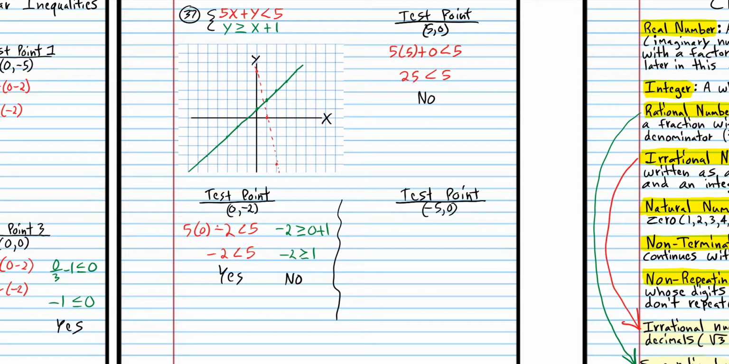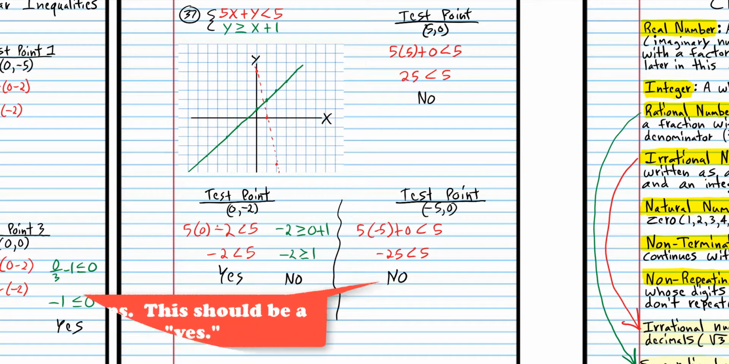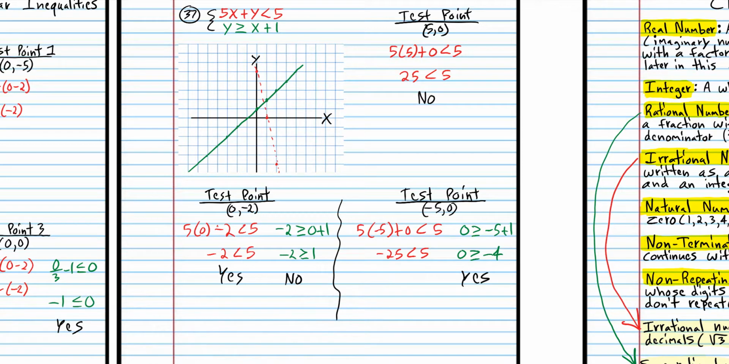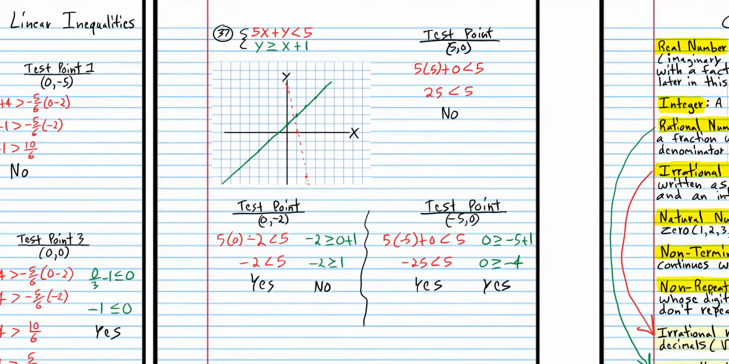And we have 5 times negative 5 plus 0 is less than 5. And we get negative 25 is less than 5, so that works. So what that means is now we have to go to the other equation and test that. So now we have 0 is greater than or equal to negative 5 plus 1. And we end up with 0 is greater than or equal to negative 4, and that works. Whoops, I accidentally wrote no there. I meant to write yes. These both worked. So what that means is that region over there is the correct region that we need to shade in.